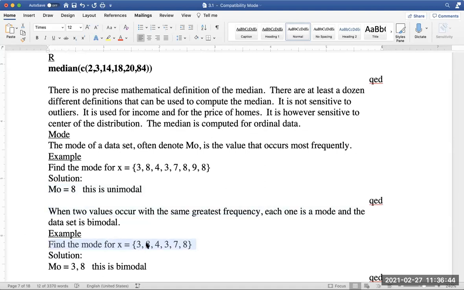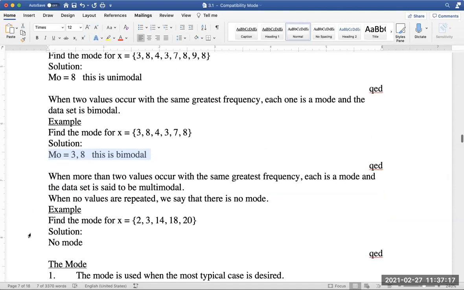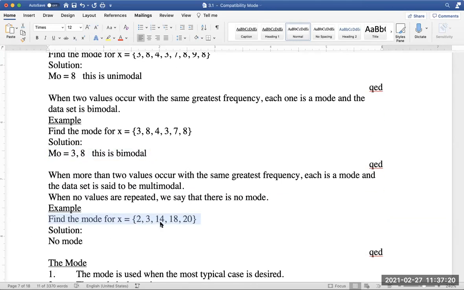Let's look at the mode of 3, 8, 4, 3, 7, 8. Notice that I have 2 3s and 2 8s. And so those are the ones that occur most often. So therefore the mode is 2 numbers. There are 2 modes, 3 and 8. So this is said to be bimodal because there are 2 modes. So the mode might not be unique. Next, suppose I have the mode of 2, 3, 14, 18, 20. There are no repeats. Therefore, we say that this has no mode.